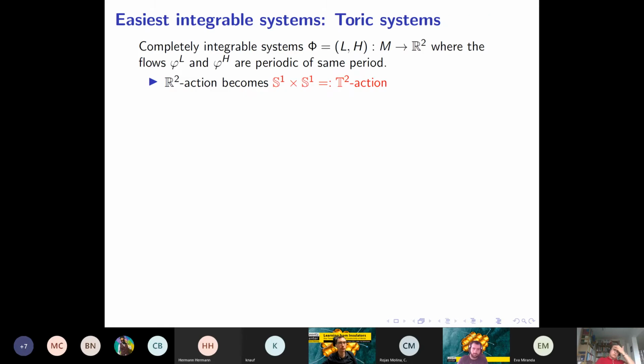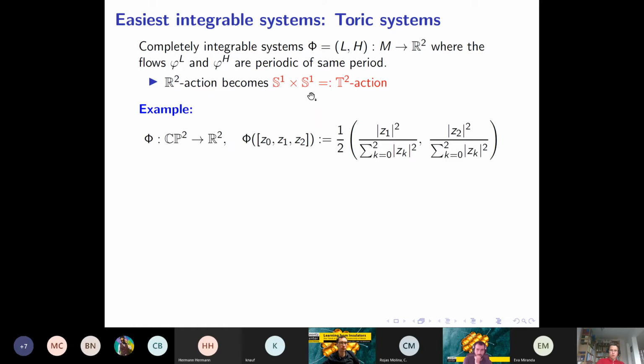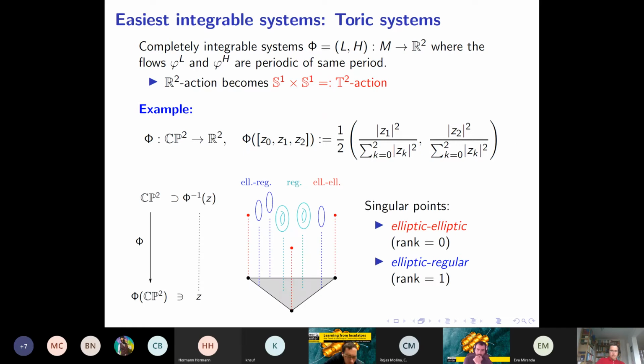As I just said, when we want to do these classification games, the first thing you start with are toric systems. Toric systems, from a group action point of view, are 2 S1 actions that commute. I bet everybody already saw at some point the rotations on CP2. Here's just the map that gives it. When you draw it, coming from CP2 down to R2, you notice that the image is technically just a triangle.